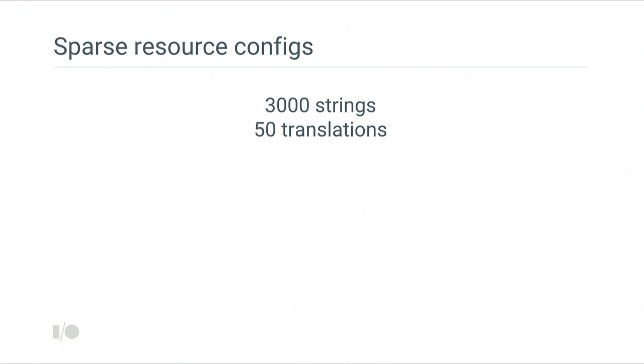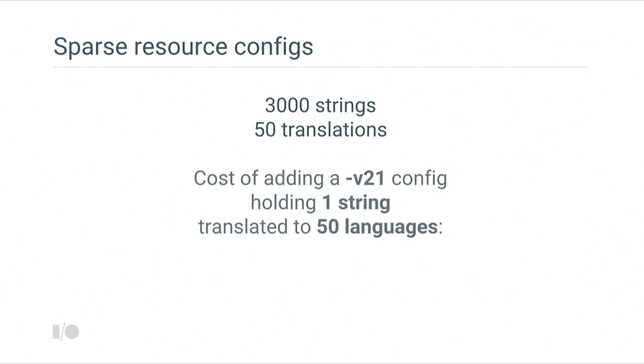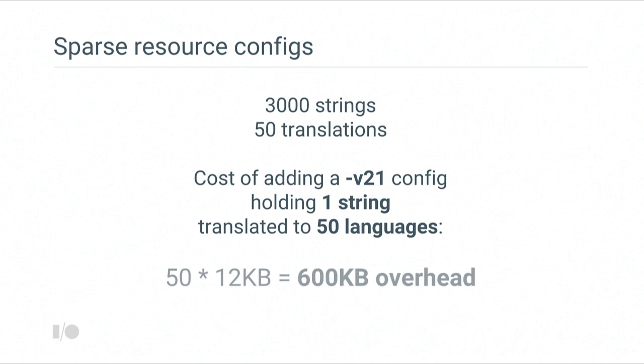if you have an app that has 3,000 strings, if you have 50 translations, and there's a lot of apps, like among the top 100 apps on the Play Store, I'm sure lots of them have even more than that. The cost of adding a single string for V21, for example, that's translated for 50 languages would give you 600 kilobytes overhead. And that's something we can work with, especially if we can have lots of other dimensions than just V21. You can actually shrink your file a lot.